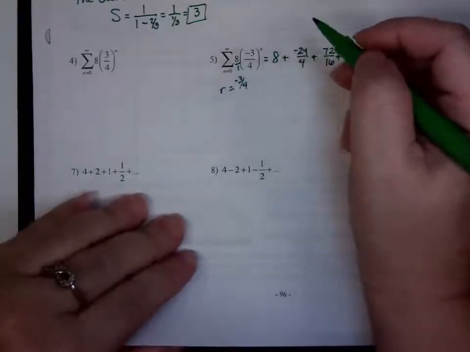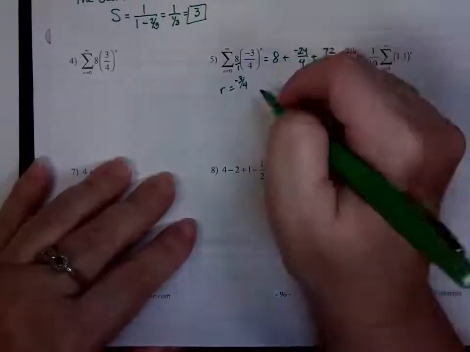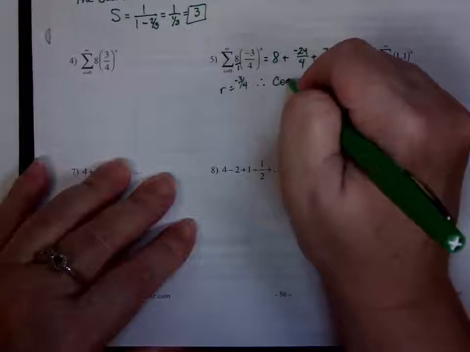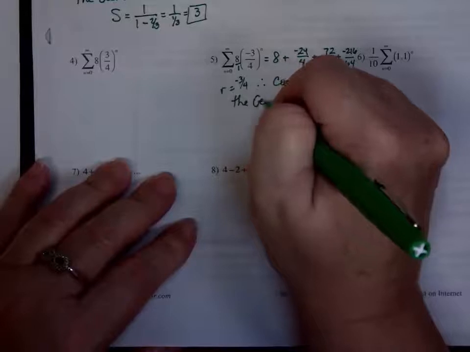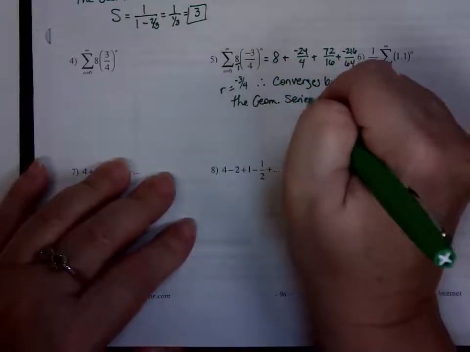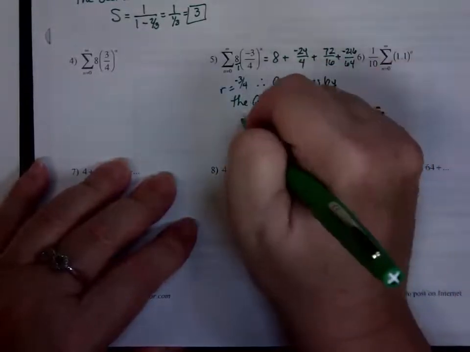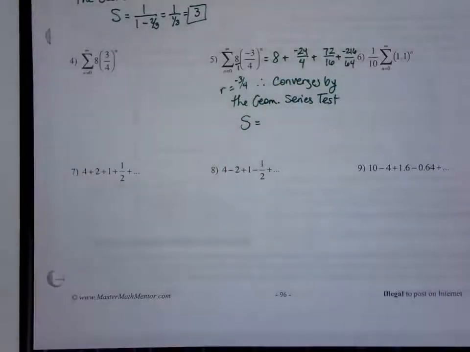So is this one going to converge or diverge? Converge. Therefore, it converges by the geometric series test. And the sum will be, because I can find it, okay, you do the math on this one. So all of those terms, the positives and negatives, will kind of cancel each other out, and eventually get closer and closer to 32 over 7, which is about 4.5.